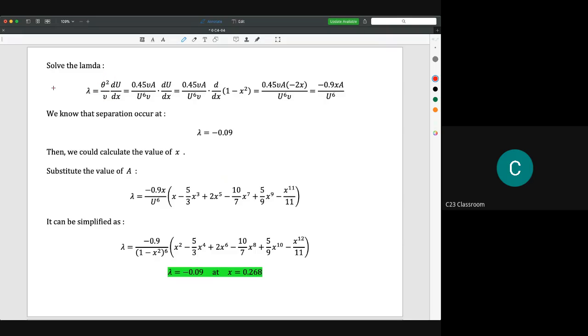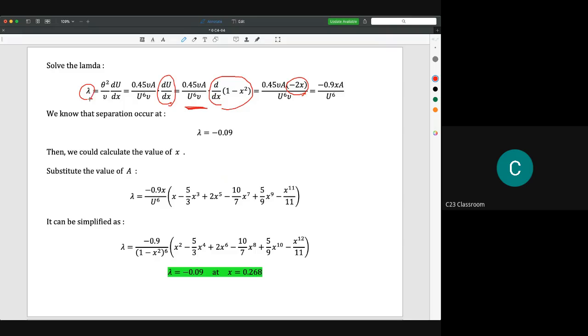So we substitute that, and then we will get 0.45 nu A over U to the power of 6 and nu. And nu here can be cancelled actually. Then we need to solve this integral, dx of 1 minus x squared. This actually comes from the idea of du dx. We know that u is 1 minus x squared, so we differentiate it, du dx, and we get minus 2x. Then we could solve this problem.